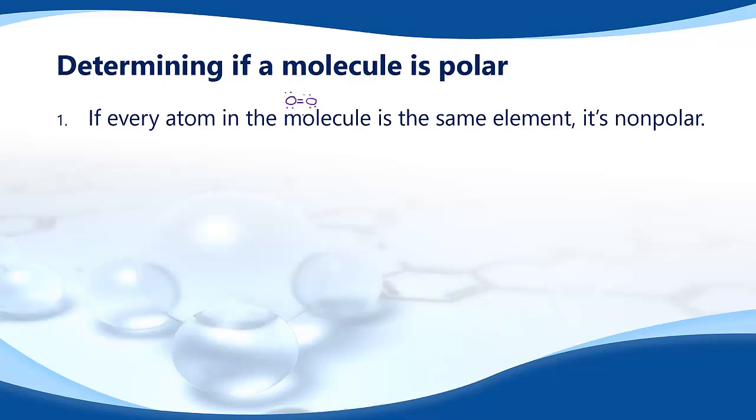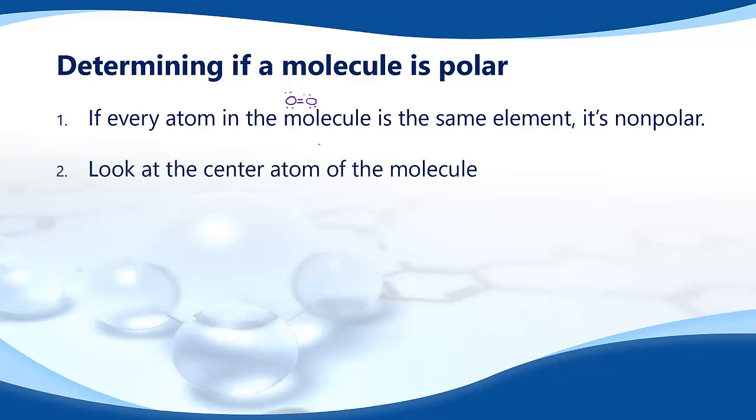Each of these oxygens wants electrons the exact same amount. If they want them the exact same amount, there's no pull one way or the other, so the molecule isn't polar. If you have different elements in the molecule, which is going to be the case about 90% of the time, look at the central atom. Or, in some cases, central atoms if you have larger molecules.